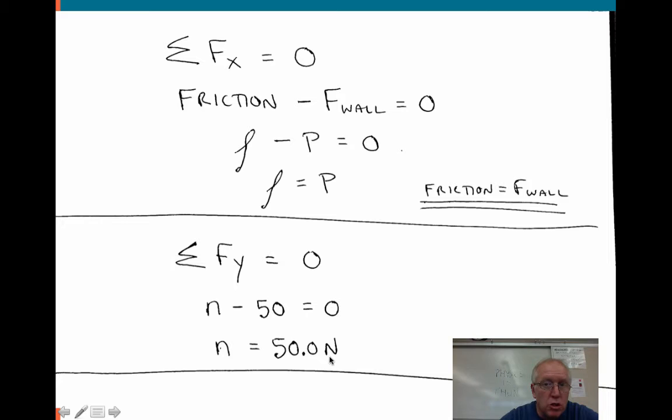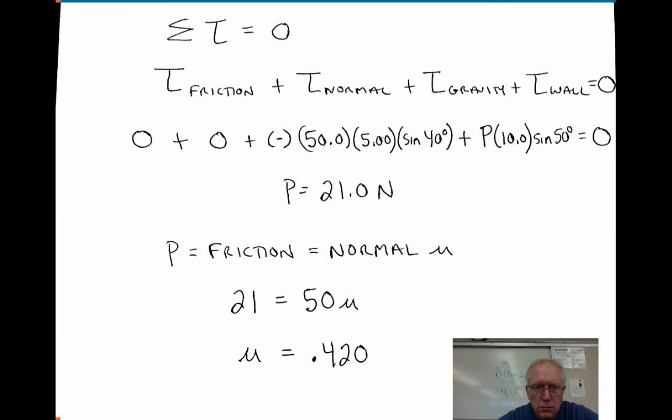I will need to talk about the torques here. Okay, so the sum of the torques have to equal 0. So the torque of the friction plus the torque of the normal force plus the torque of gravity, the gravity that's acting on the ladder, plus the torque of the wall's force, every one of these forces potentially have torque, have got to add up to 0. Now you see here, the torque of friction and the torque of the normal force are 0.